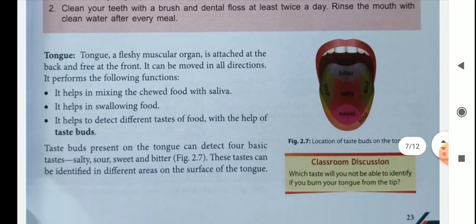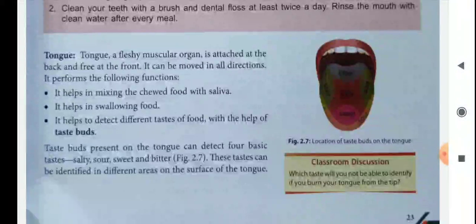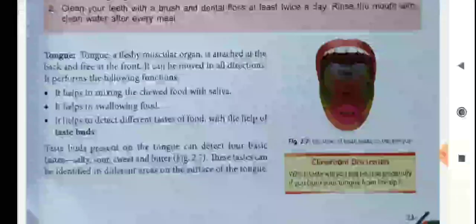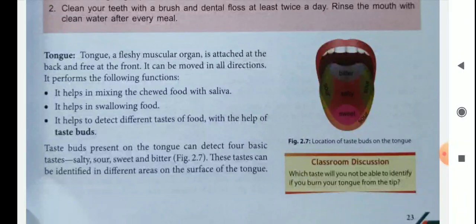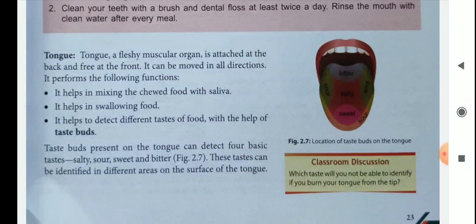Then the tongue. The tongue, a fleshy muscular organ, is attached at the back and free at the front. Back side it is attached, but front side it is free. Then it can be moved in all directions. It performs the following functions. It helps in mixing the chewed food with saliva. It helps in swallowing food. It helps to detect different tastes of food with the help of taste buds.